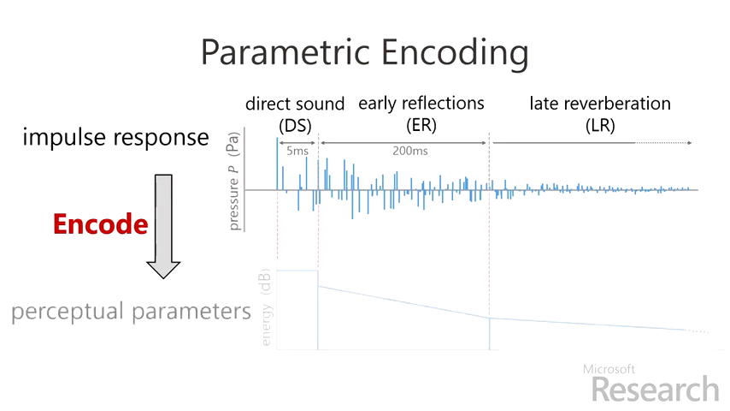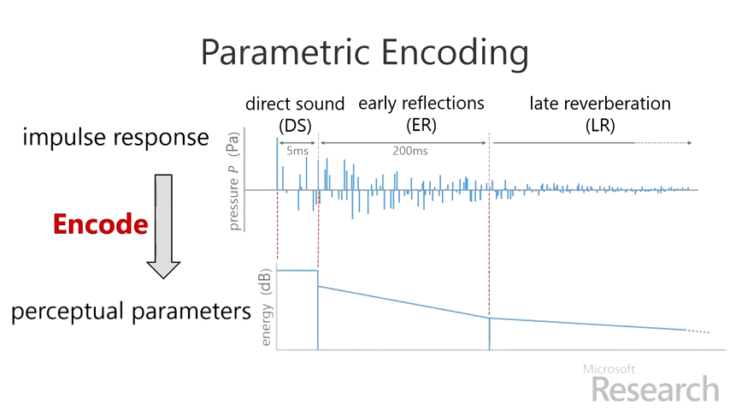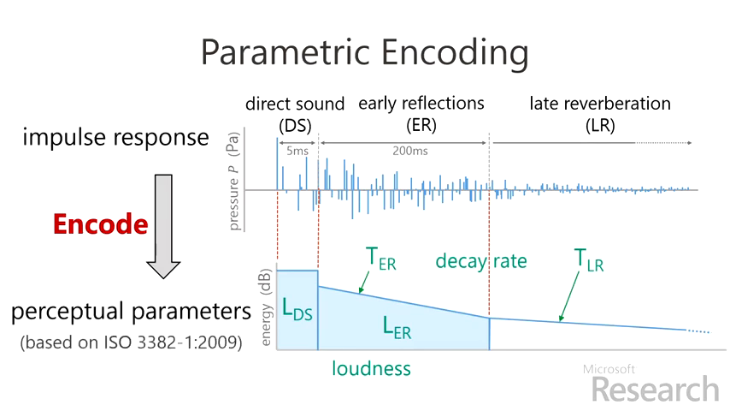So we encode this in terms of 4 perceptual parameters that approximate the energy decay corresponding to this impulse response in the schematic shown on the right here. There are 2 parameters which correspond to the total energy in the direct sound and early reflections respectively. And another 2 parameters capture the decay rate of energy in the early reflections and late reverberation respectively. These parameters are based on an ISO document.